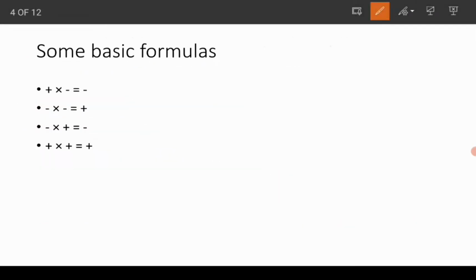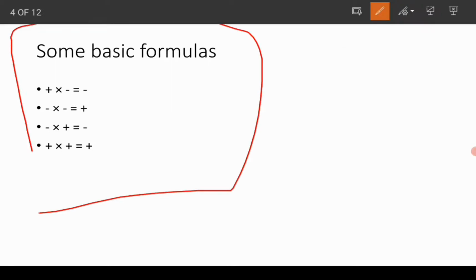Some basic formulas, you need to write these formulas, very important for class 7 students who are learning integers. Plus into minus is equal to minus. Minus into minus is equal to plus. Minus into plus is equal to minus. Plus into plus is equal to plus. Now I'll tell you how to use these formulas.